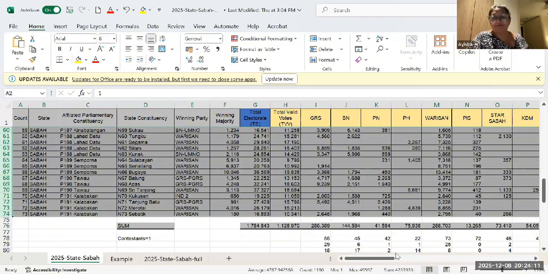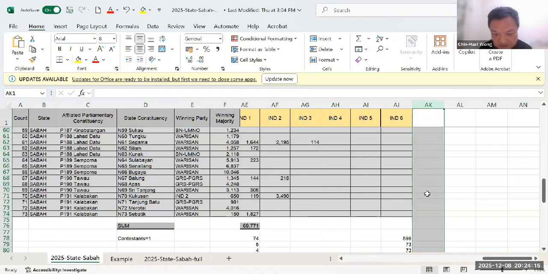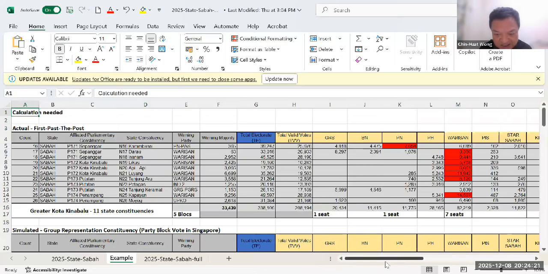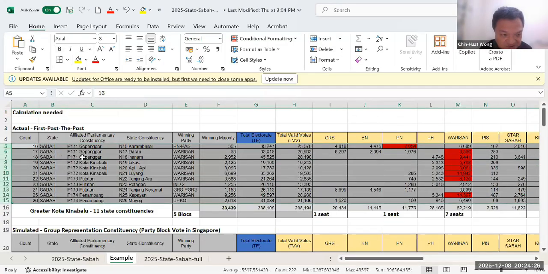But you might want to create a column here, because I want you to calculate the total. So I'm going to show you what it means. Here, I'm taking a sample of 11 constituencies. If you know a bit of Sabah, you look at the map, Kota Kinabalu going a bit north is Tanjung Aru, going a bit south is Putatan and Penampang. So these are the greater Kota Kinabalu area.